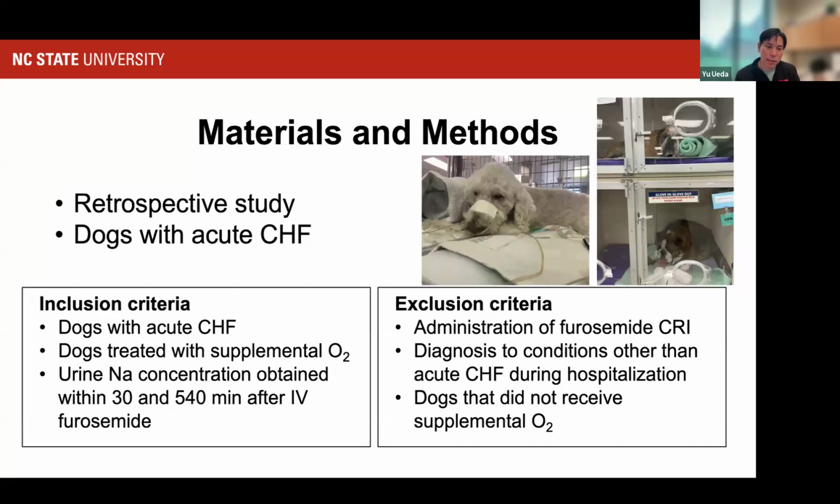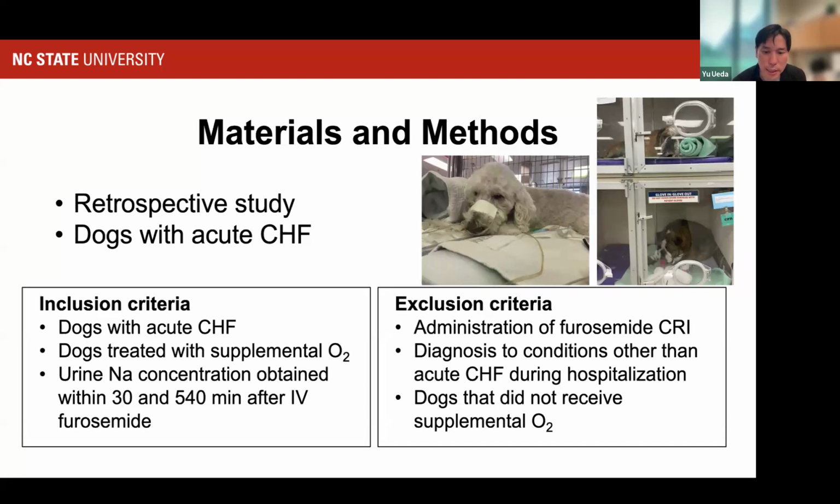This study is based on dogs with acute congestive heart failure, or at least acute decompensated congestive heart failure, as the inclusion criteria. They also focused on dogs with congestive heart failure treated with supplemental oxygen. And they collected patients who had the urine sodium concentration measured within 30 to 540 minutes, which is 9 hours, after IV furosemide.